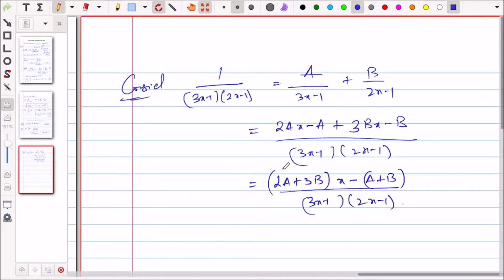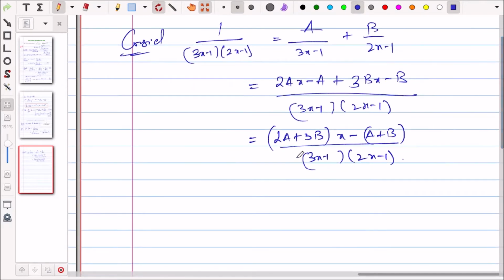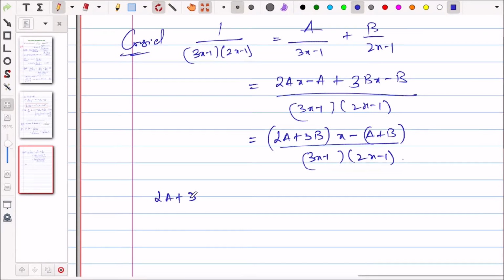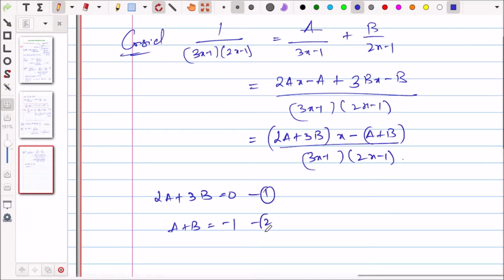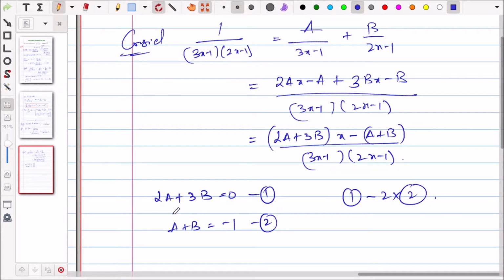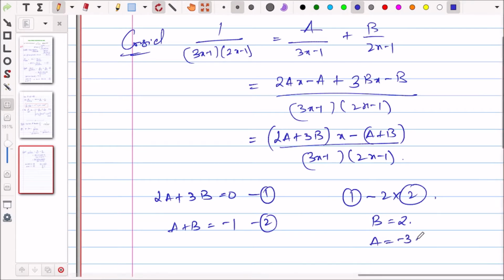So now when you will compare the coefficients of this x and constant, so you get 2a plus 3b equal to 0 because there is no coefficient of x here, and you get a plus b equal to minus 1, right? So this is 1, this is 2. Now what you do is you just have to do 1 minus 2 into 2, right? So then a term will cancel. You will be left with b on the left side, so you get b equal to 2. And when you put b equal to 2 here, so you get a equal to minus 3. Okay.